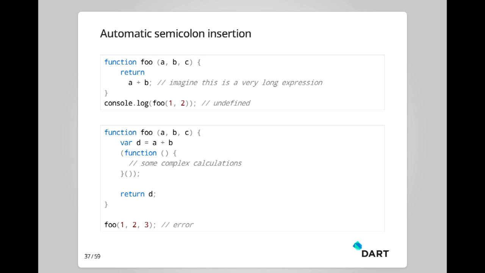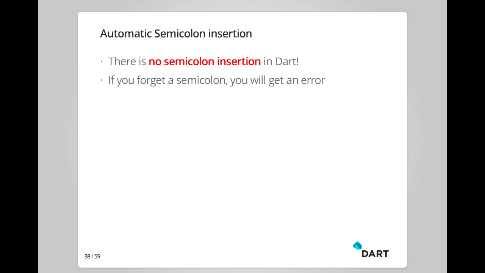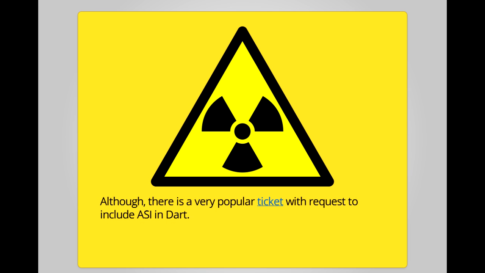Also, JavaScript has a feature called automatic semicolon insertion. Both snippets show classical examples that will just return strange values or just throw an error. Well, in Dart, we have no automatic semicolon insertion, so if you forget a semicolon, we just get an error. But there is a very popular ticket in their bug reporting system, and people just want to have this feature included in Dart. I wouldn't like it, but that's my personal opinion.